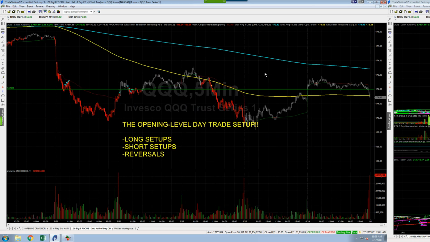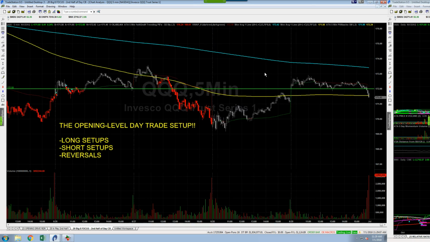Now, when you're looking for day trade opportunities, guys, because we're working from intraday time frames, we're trying to capture a piece of a move that's taking place in one session. With that being said, we need to base these trades around certain key levels on the charts to not only help us pre-plan trades, but also allow us to take very low risk, high reward entries.